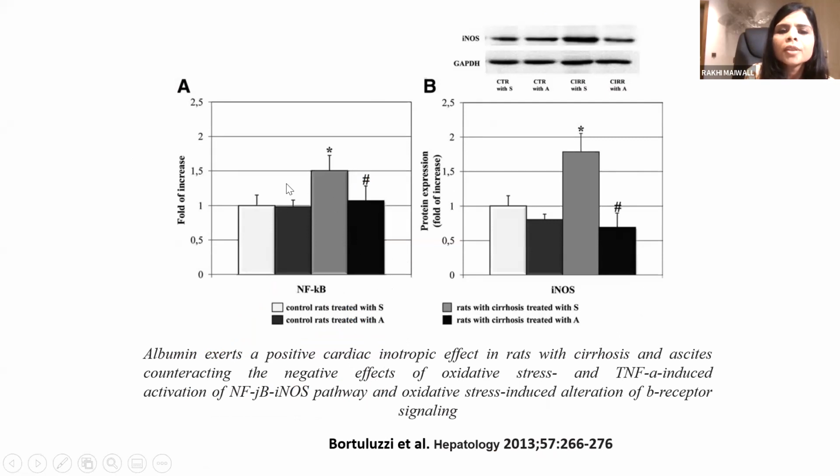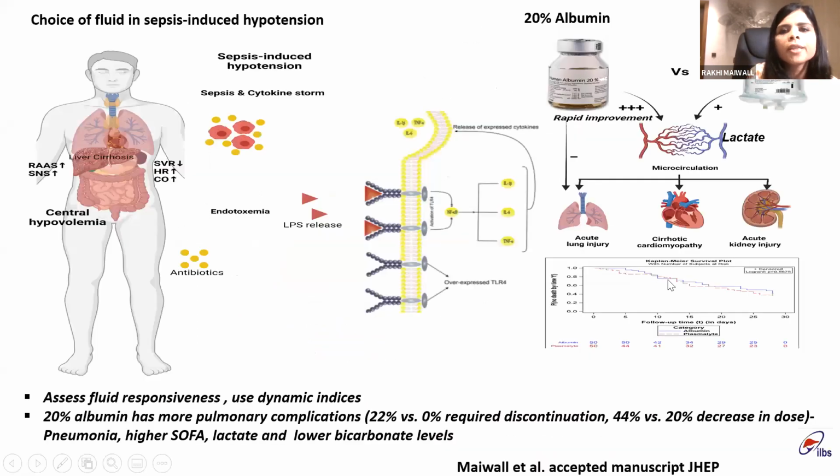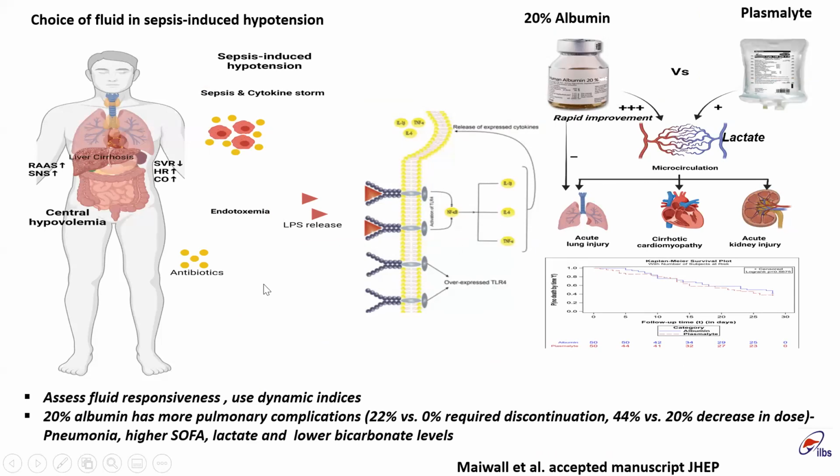And they also showed in these animals that there was inflammation, as was seen by the upregulation of NF-kappa B and iNOS, and this was downregulated. So albumin has multimodality functions in patients with hepatorenal syndrome and therefore remains the fluid of choice. Now, what about patients who have some degree of septic shock and have infections?